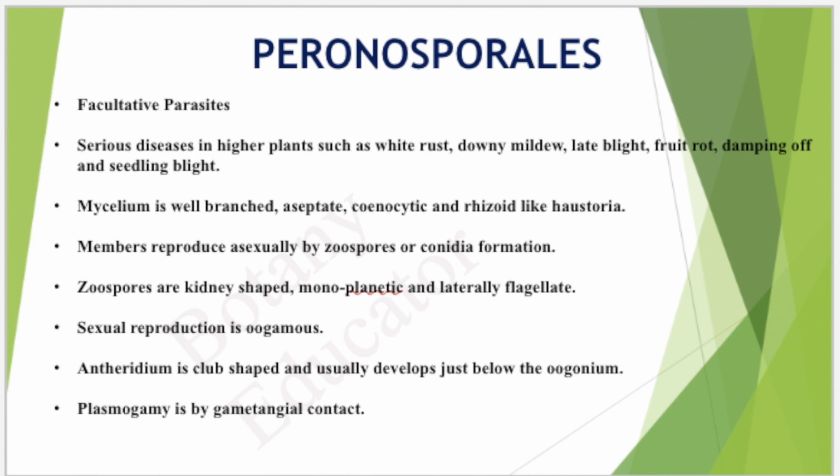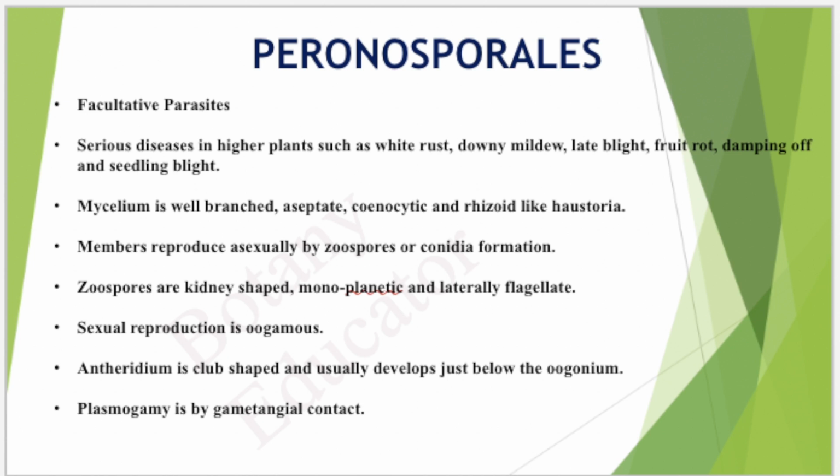If we talk of mycelium, it is well branched, aseptate, and coenocytic, with rhizoid-like haustoria. When we talk of higher fungi, the mycelium is generally branched but septate. But in lower fungi, the mycelium is aseptate and coenocytic, meaning a multinucleate condition is found. The members reproduce asexually by zoospores or conidia.